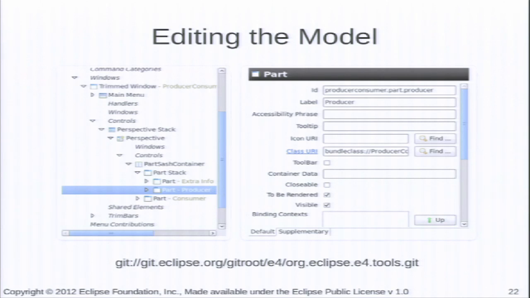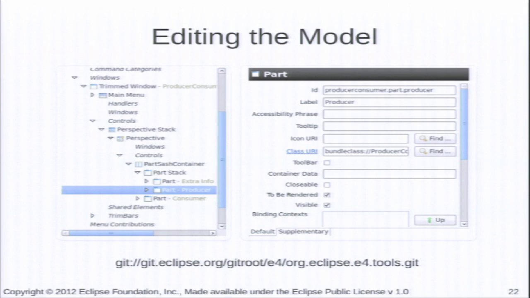I should have provided a link to that. Unfortunately, I don't remember it off the top of my head. Here, I've got a part selected. And in this part, I've got a bunch of things that I can specify. The ID of the part, that'll be useful for referring to the part in code or for extending it through fragments. Label, what label will it have in the tab? Tooltip stuff, is there an icon? That kind of neat stuff.